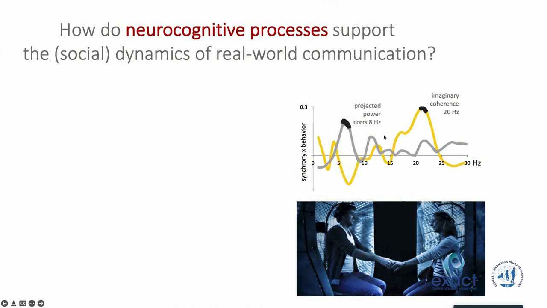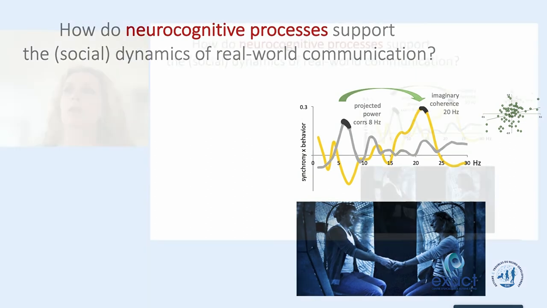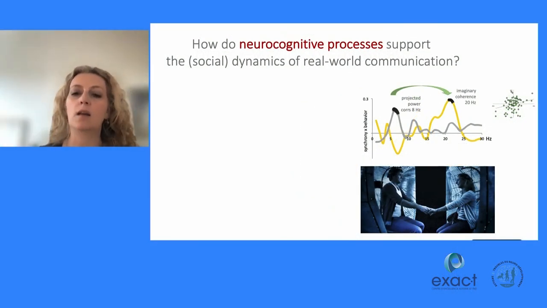So for example, projected power correlations, which is one of the two metrics we used here, showed most reliably relationships with social closeness and other factors around 7 or 8 hertz, whereas for imaginary coherence, we saw that the correlations with behavior or self-report peaked around 20 hertz. So now you can try to think about one possible explanation of this. Oh, sorry, I forgot. The two were also correlated. So those dyads who showed more synchrony in projected power correlations at 8 hertz also showed more synchrony as measured by imaginary coherence around 20 hertz.